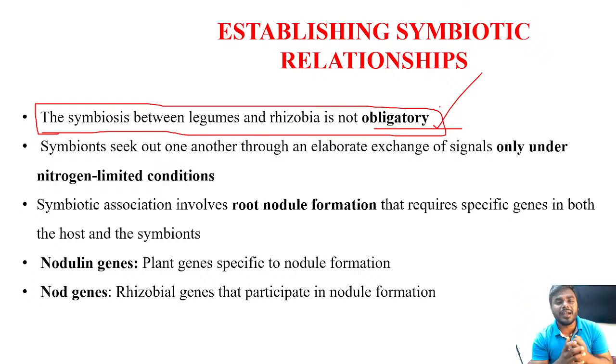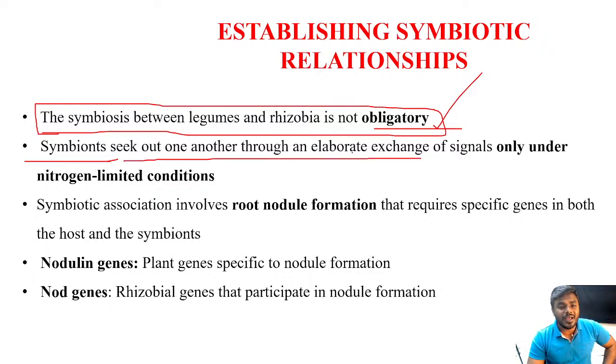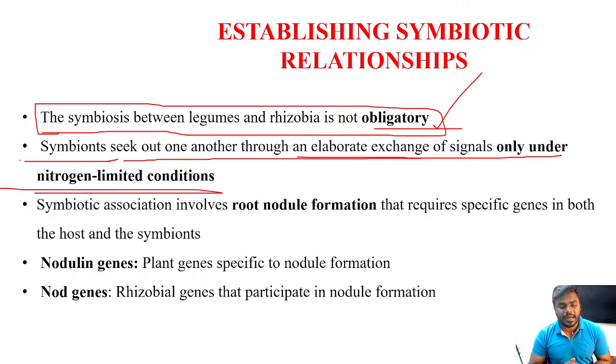So when they are maintaining the symbiotic relationship, the question is very simple. They will maintain the symbiotic relationship whenever there is a requirement of nitrogen. If there is no requirement of nitrogen, why would the bacteria and plant maintain the association? They never maintain it. Simple point. So that's why symbionts, meaning plants and bacteria, seek out one another and exchange elaborate signals, my friends, only under nitrogen limited conditions. Friends, pay attention. Try to remember every single point.